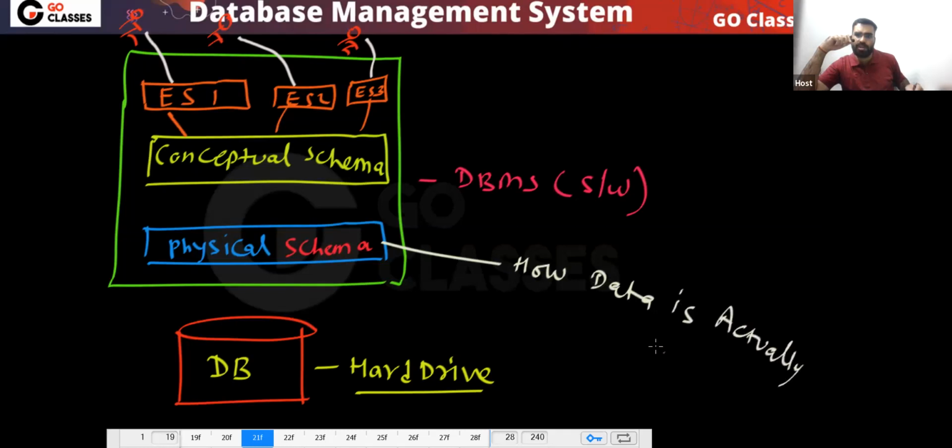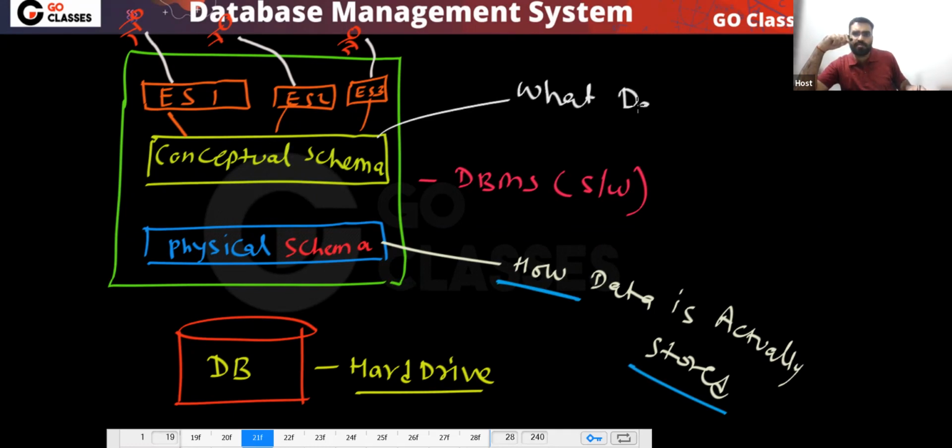How the data is actually stored on the hard drive. Okay, so how are we storing the data? And what this conceptual schema tells you, this is also called logical schema, is what data we have in the database. And this external schema tells you basically how we are using the data.